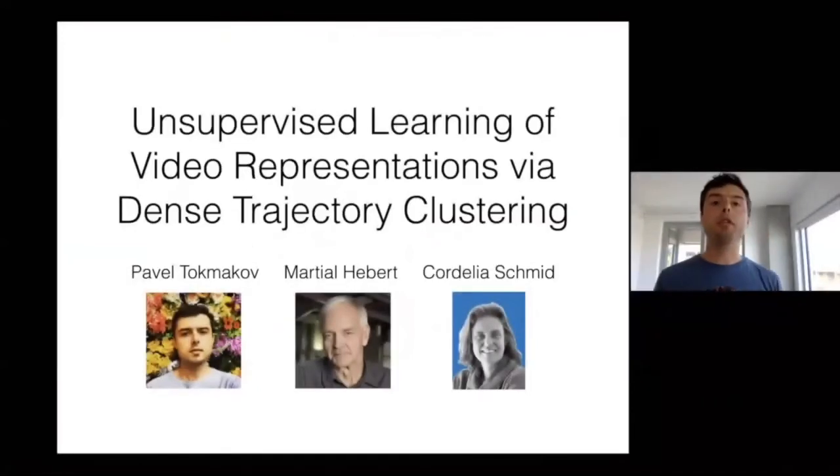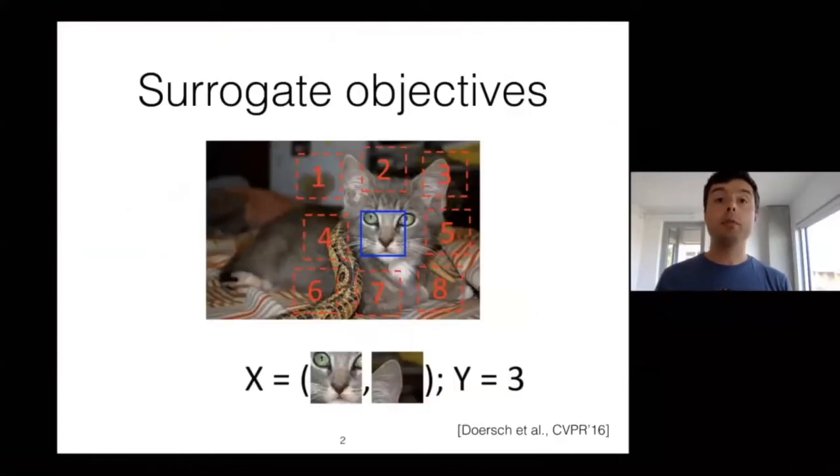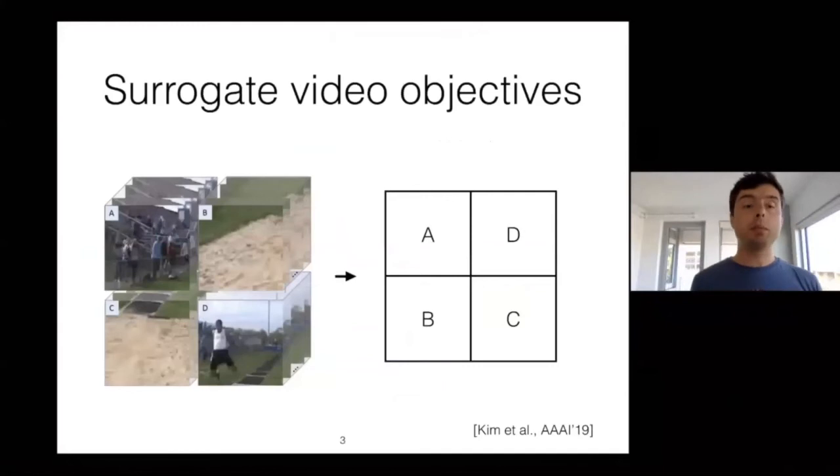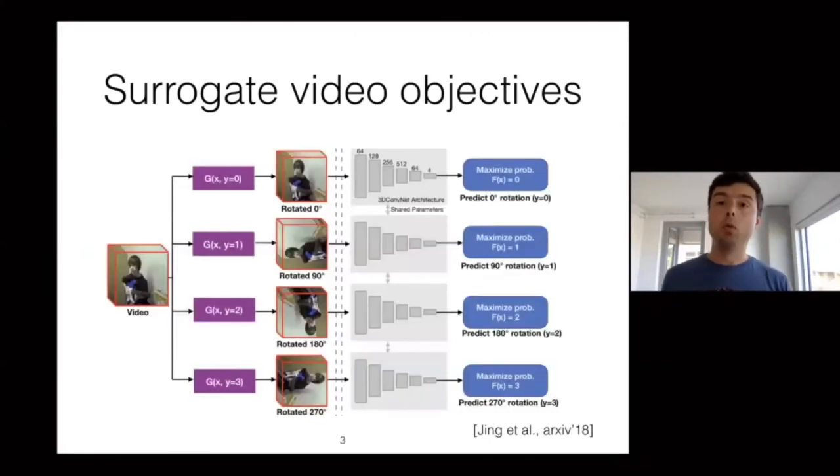I will begin by briefly reviewing some of the most popular unsupervised objective functions of the literature, starting with the image-based ones. In early work, some researchers have attempted to design surrogate tasks, which could be supervised automatically, such as predicting the relative location of image patches, or the rotation degree of the image. In the video domain, these objectives have been adopted directly, but the performance remained low.